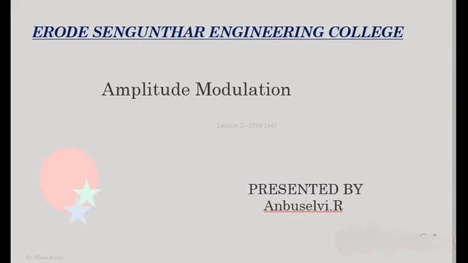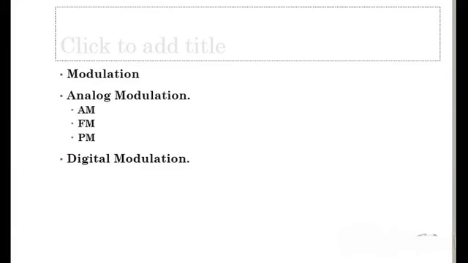Now we are going to learn about amplitude modulation. In the outline of modulation: analog modulation and digital modulation. Modulation is the process of encoding information in a transmitter signal. Analog modulation includes amplitude modulation, frequency modulation, and phase modulation. Digital modulation is the process by which some characteristic, frequency, phase, amplitude, or a combination, of a carrier frequency is varied with a digital signal.